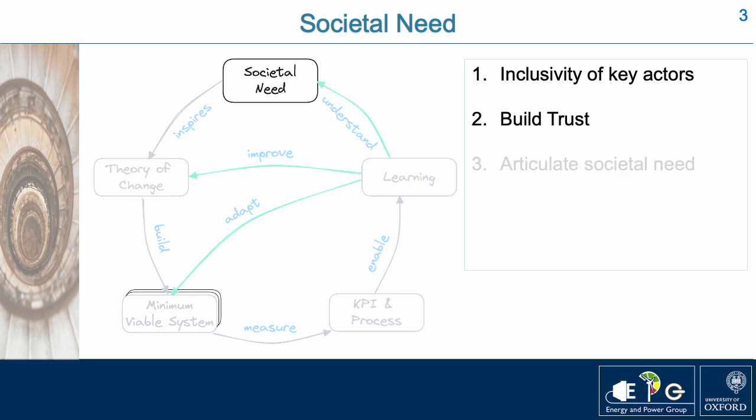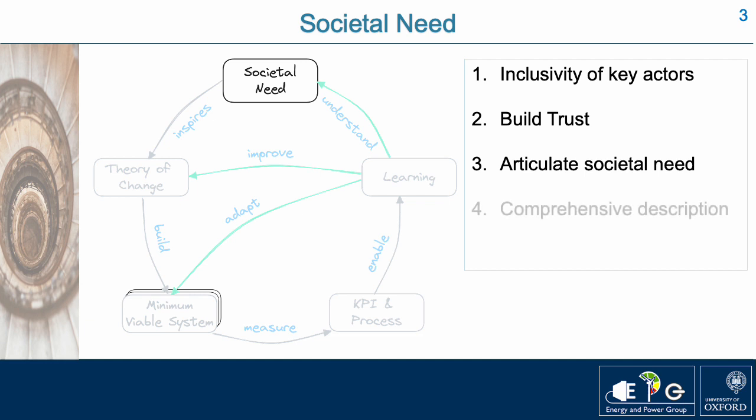Principle 3. Articulate the societal need. Begin by clearly defining the societal need that the new system is intended to address. This involves a thorough examination and understanding of the challenges or gaps in the current system that necessitate change. Importantly, work towards gaining consensus on the description of the societal need. This approach creates a shared understanding that lays the foundation for effective collaboration and problem solving.